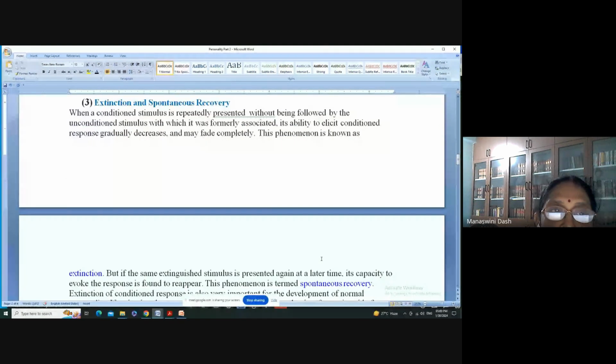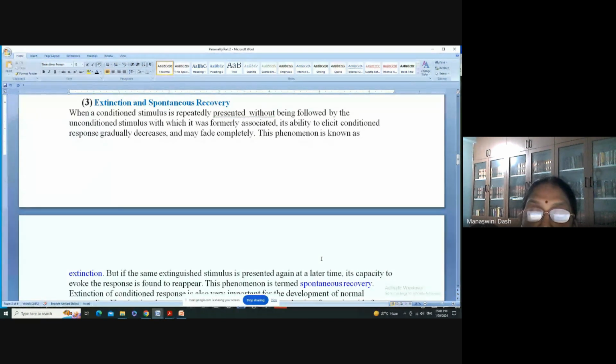Third concept is extinction and spontaneous recovery. When a conditioned stimulus is repeatedly presented without being followed by the unconditioned stimulus with which it was formerly associated, its ability to elicit conditioned response gradually decreases and may fade completely. So what we do, we present the bell. After conditioning is established, we present the bell and we do not give food.